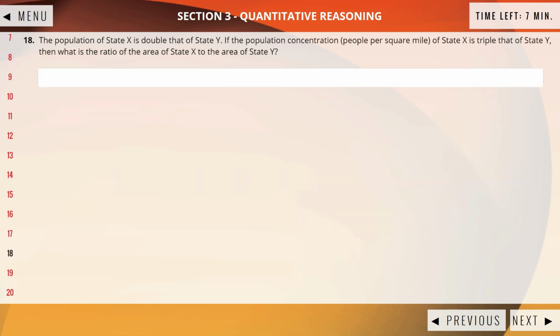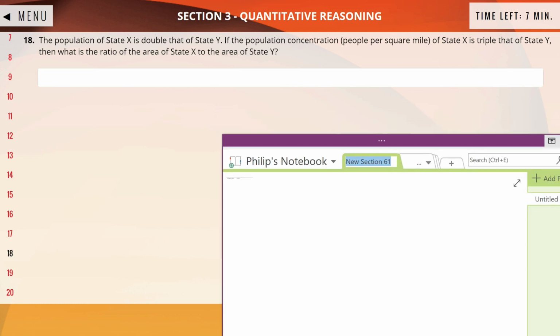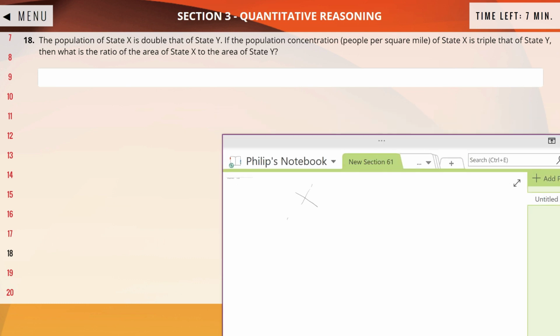Population of state X is double that of state Y. Very nice. If the population concentration, people per square mile, is triple, then what is the ratio of the area of state X to the area of state Y? Wow. Definitely going to have to pick numbers here because it's a bit confusing. So we've got a population being double. Let's do 200 and 100 again.